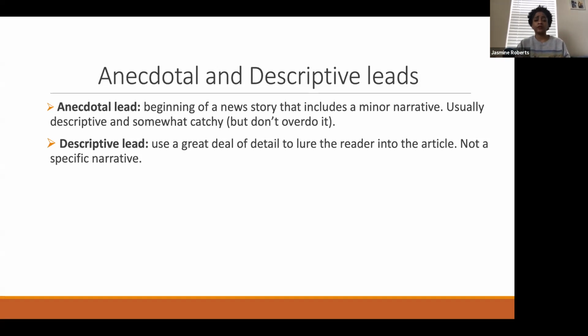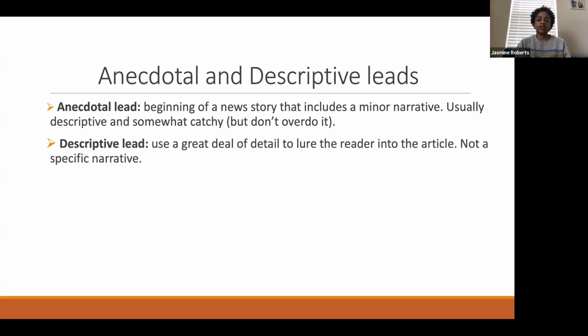Now your descriptive lead, like I said, sets the scene a bit. So it uses, and I hate to use the same word in the definition, a lot of descriptive language. If you recall from my last lecture, I talked about how when you're writing a feature, you really need to make sure that you're tapping into those five senses. So the reader should be able to literally see, or figuratively see, what's going on in your story. They should be able to imagine what's going on.